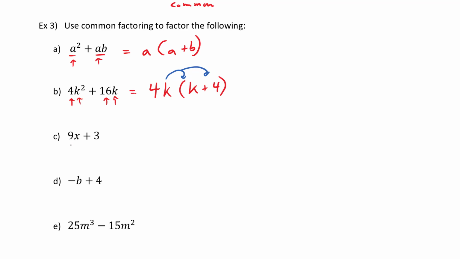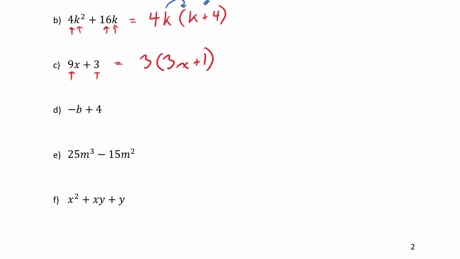What about the next one? Common factor of 3, but there's no common variable there. 3 comes out. D is a bit of a tricky one. There's no common variable, there's no common number. But actually there is a common number. Note, you can always factor out a 1 every time.